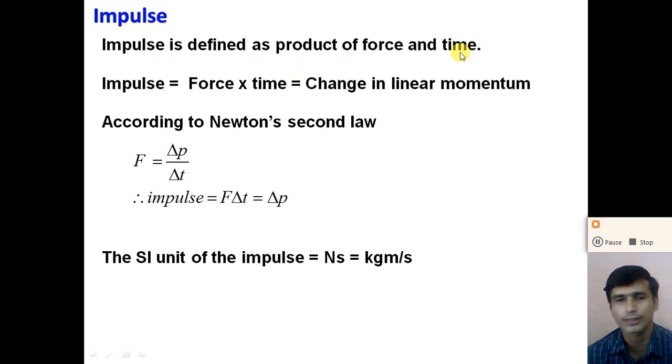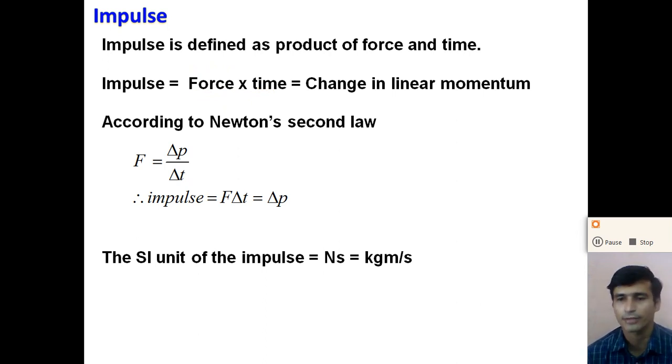So the impulse is defined as the product of the force and the time. The force is a vector quantity, so the impulse is also a vector quantity, and it is in the direction of the force. Impulse of the force is the product of the force and the time for which we apply the force on the body. So impulse equals force into time. What is the SI unit of impulse? The SI unit of force is the Newton and the SI unit of time is the second, so the SI unit of impulse is Newton second.